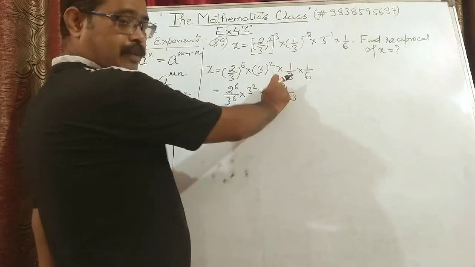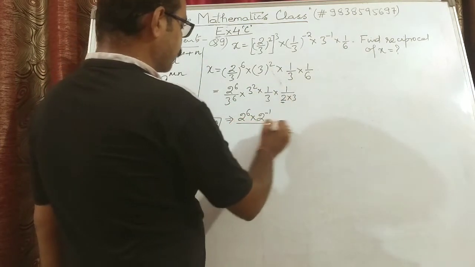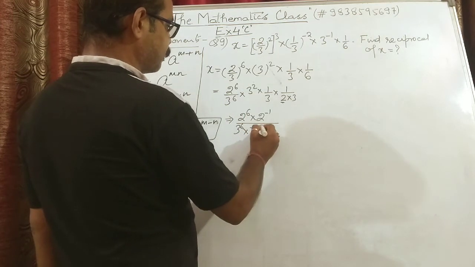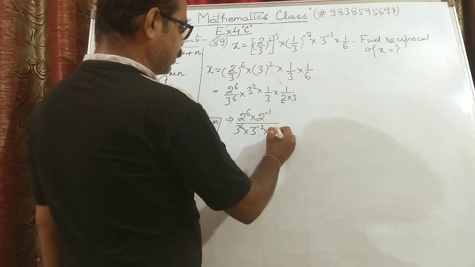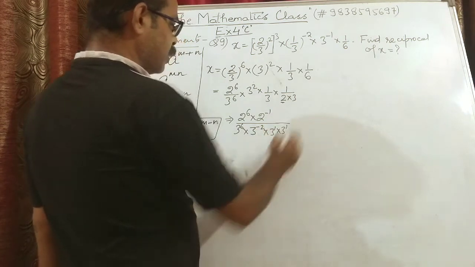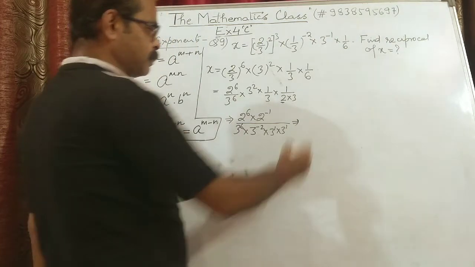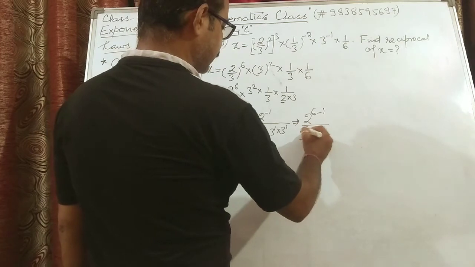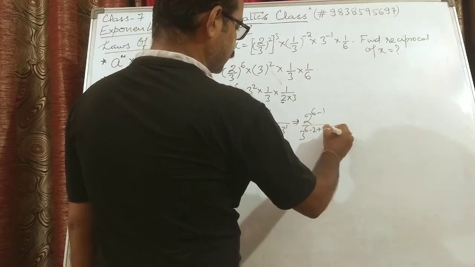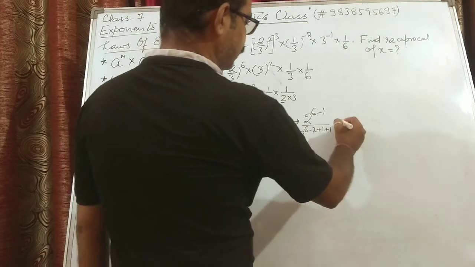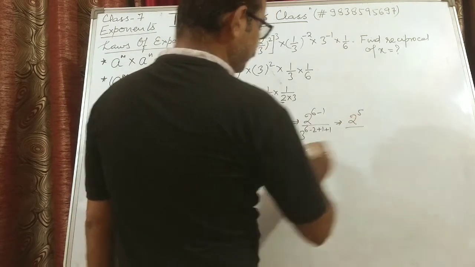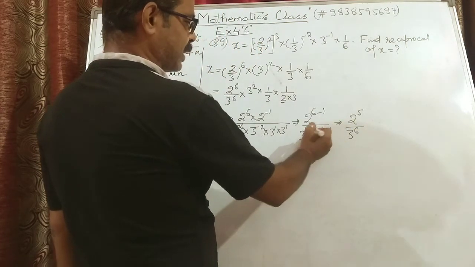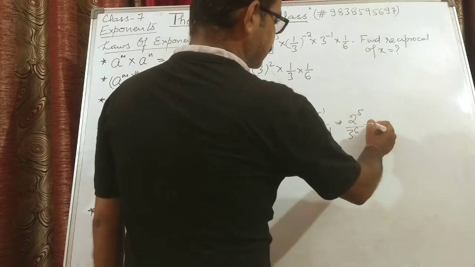Here it is 2 to the power 1. When it goes to the numerator, it will become 2^-1 upon 3^6 into, this will become 3^-2 into 3^1 into 3^1. Now when the bases are same, we simply add the powers. So this will be 2^(6-1) upon 3^(6-2+1+1). So 2^(6-1) is 2^5 upon 3^6. The 1 and 1, 2 of positive and -2 negative cancel. You will get only 6. So that is the answer.